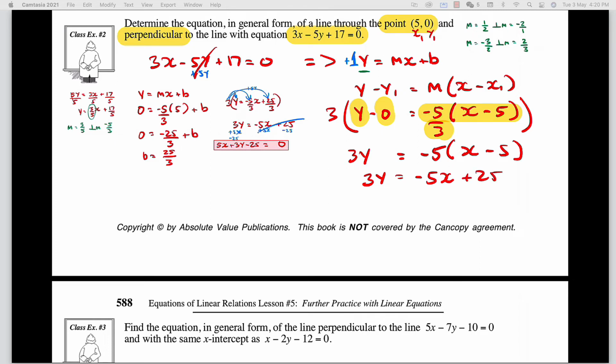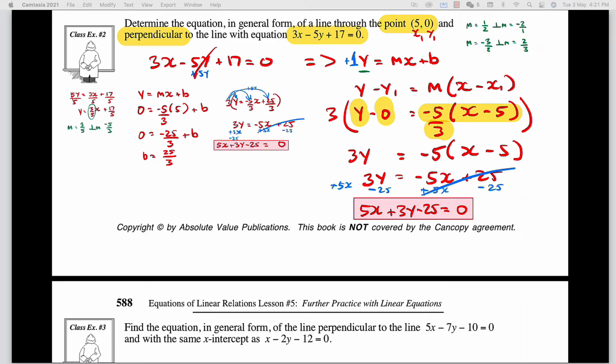I'm going to move everything over to the left side by adding 5x and subtracting 25, and whatever I do to one side, I need to do to the other side. That ends up being 0 over here, and this ends up being 5x plus 3y minus 25 equals 0. So in both cases, I was able to come up with the same equation of the line in general form.